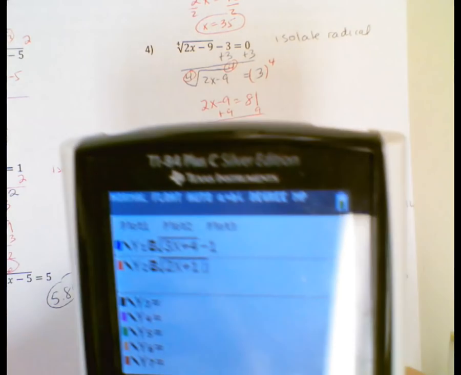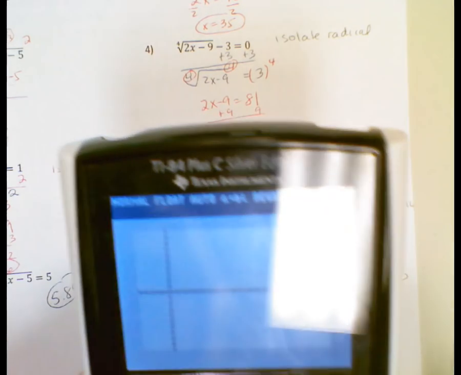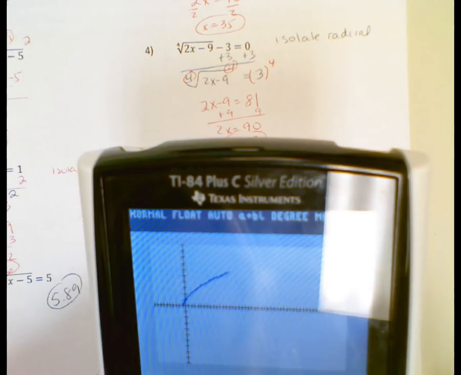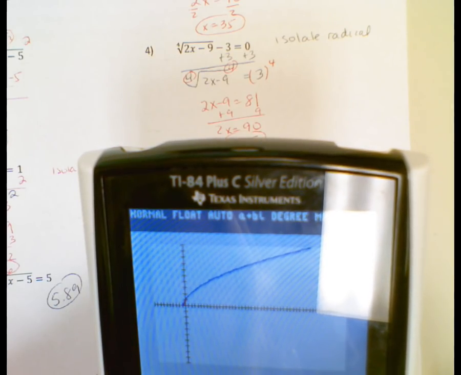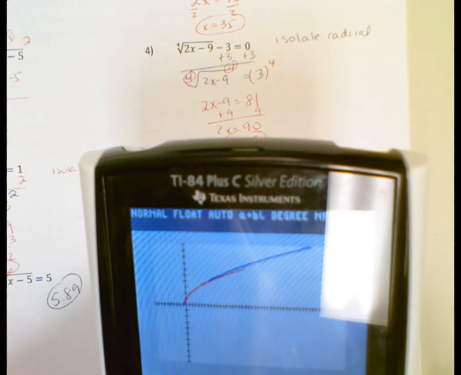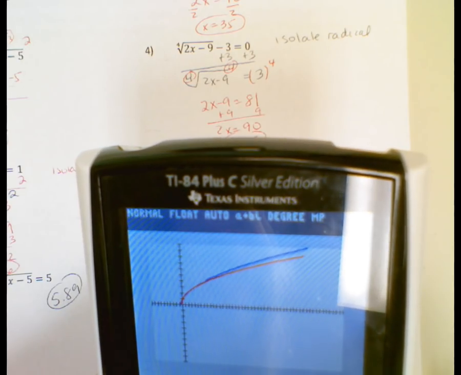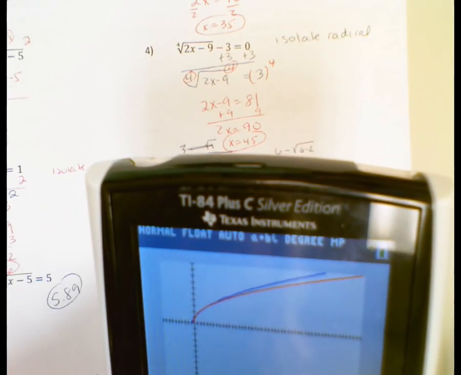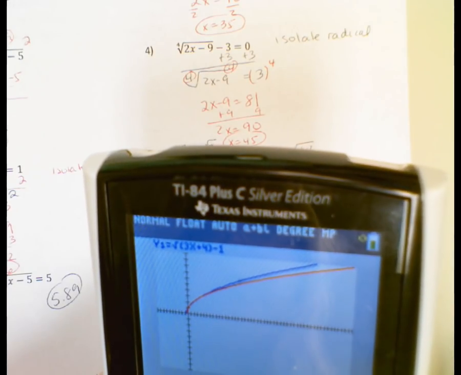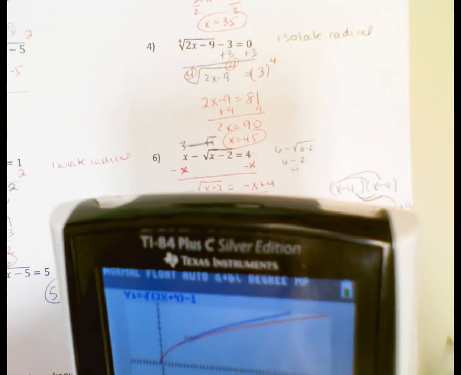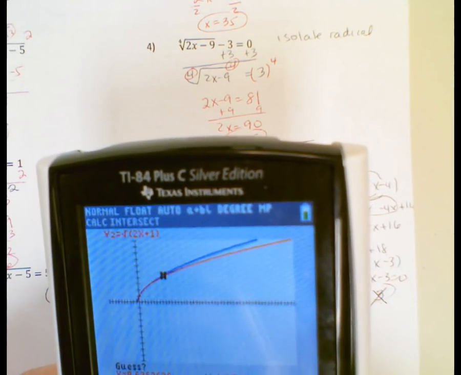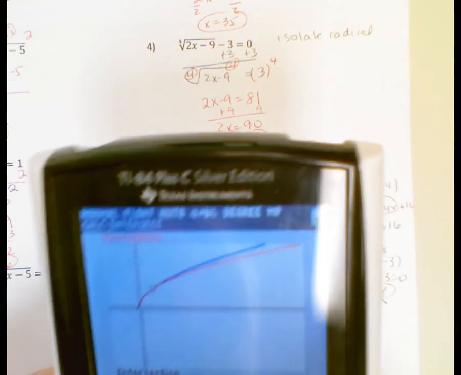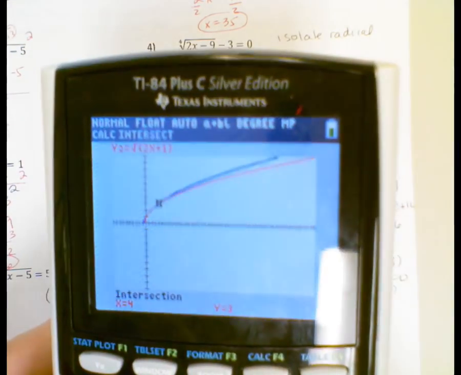Okay, so you see how I have that typed in? Press graph. Ooh, interesting, huh? Trace. Let's get this close. It looks like they're intersecting down here somewhere. Press second trace, intersect. 1, 2, 3. The answer is 4.